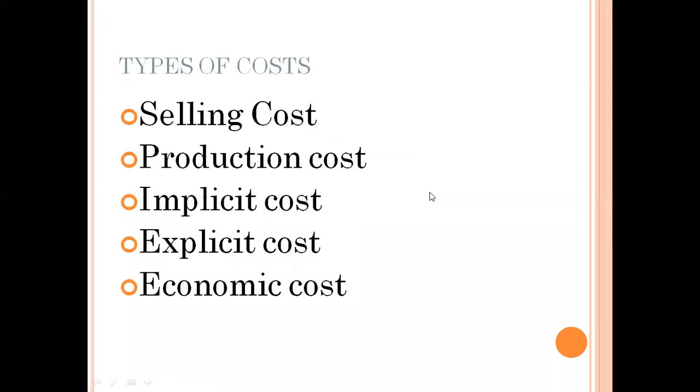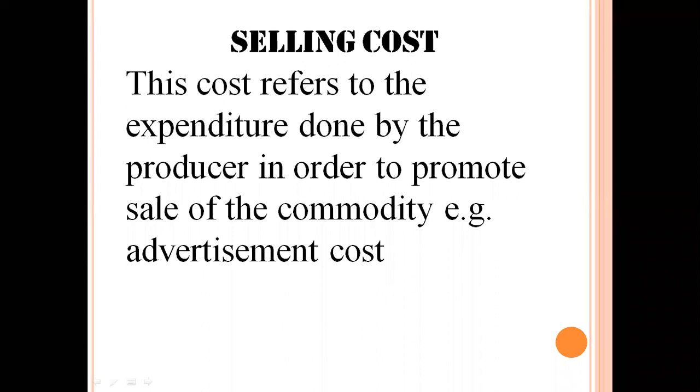Now, what are the types of cost? You can see the different types of cost here. The first type of cost is the selling cost. The second is production cost, then implicit cost, explicit cost, and economic cost. So first of all, we must know what is meant by selling cost.